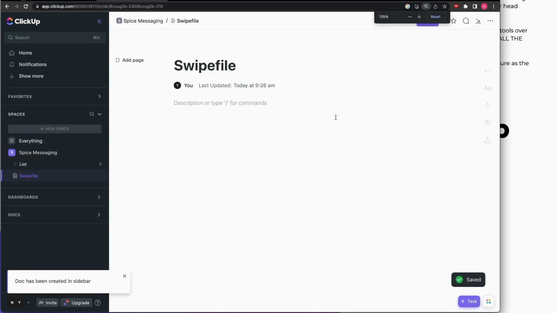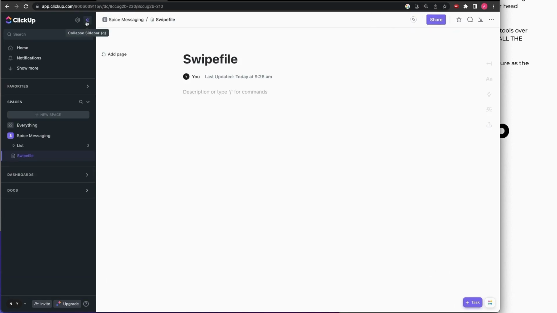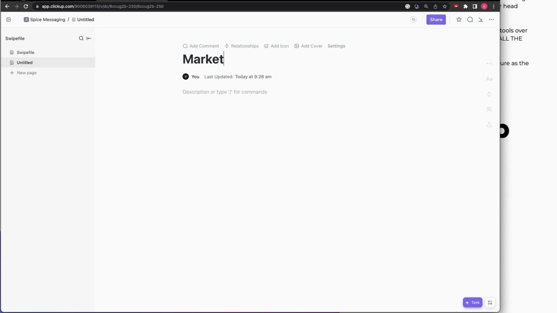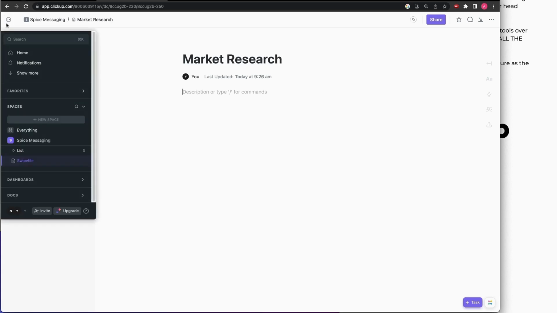And then a couple things I also like to do is I will collapse the sidebar right here. So that way I have the swipe file, and then I can now add a subpage right here. And so you'll see on here we have swipe file, we have a page, and then right here now I can do market research, right? I can add a bunch of stuff. And then I might also go over here, and inside of my spice messaging folder, I might add another document.